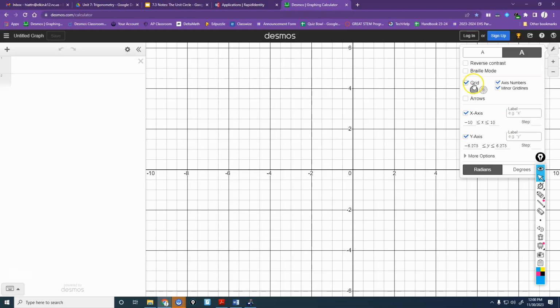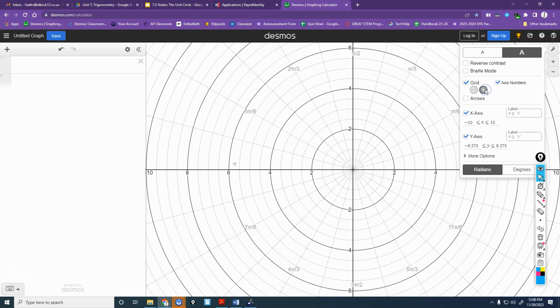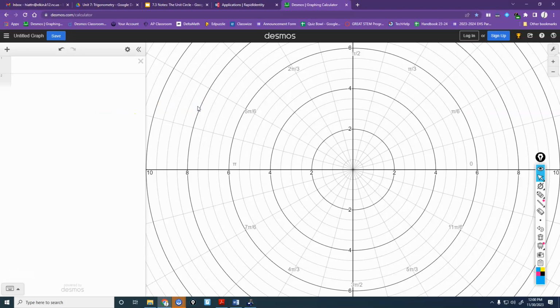right here it says grid, and there are 2 options. We have never changed that option right there, unless you just got curious one day. We haven't changed it. There's one that looks normal. There's this other one that looks kind of like a bullseye. So if you click on that one that looks like a bullseye, it gives you this. Okay? So right now, this is in radian mode.